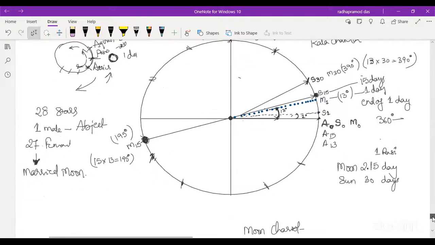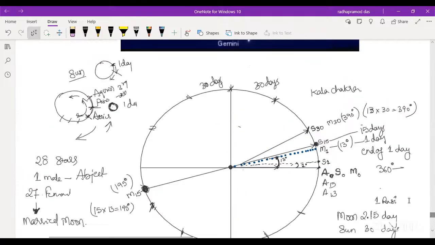So here you are able to see the calculations which I made for you. In the Kala Chakra, this is all Kala Chakra only. The movement of S is the movement of sun, M is the movement of moon. Clear? So this is moon here. This is the movement of moon. And then we have sun. Okay, now we will take questions.